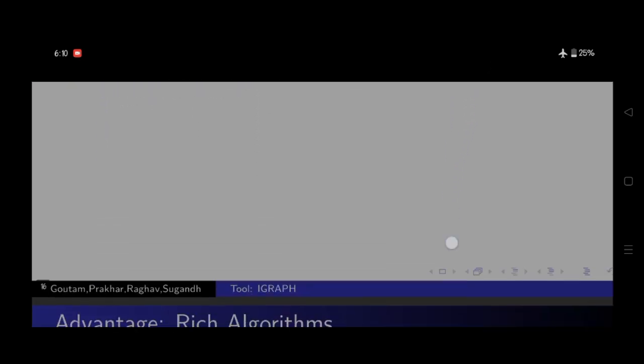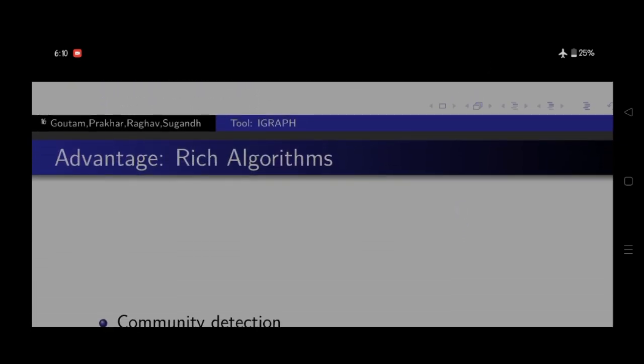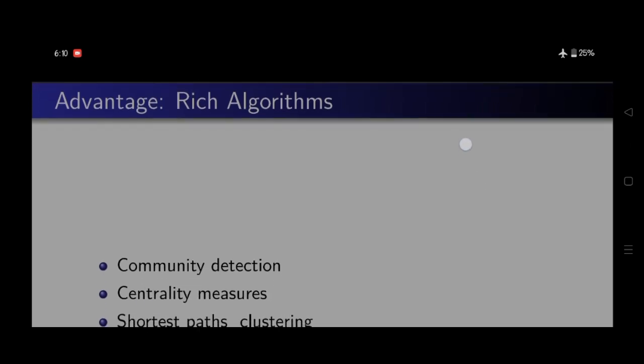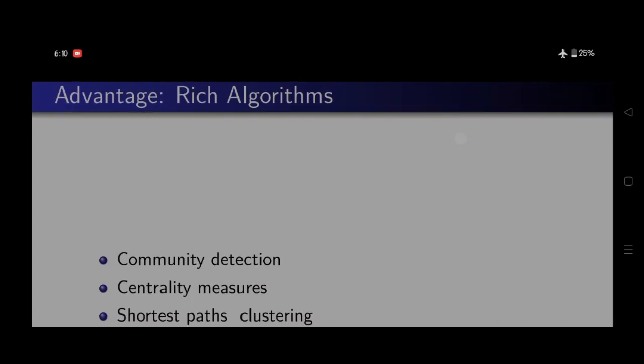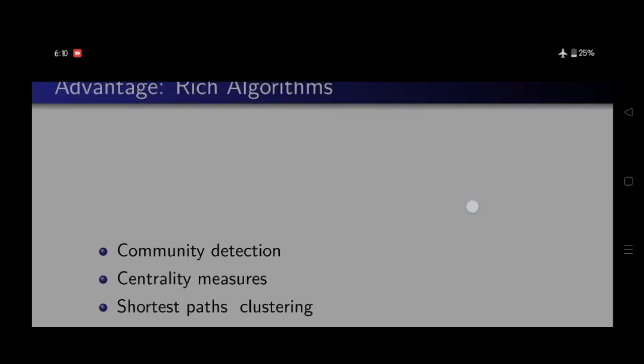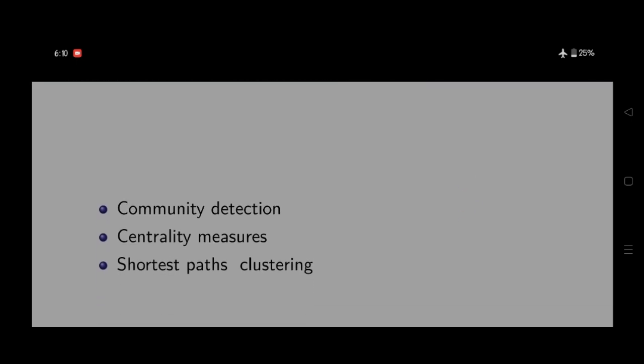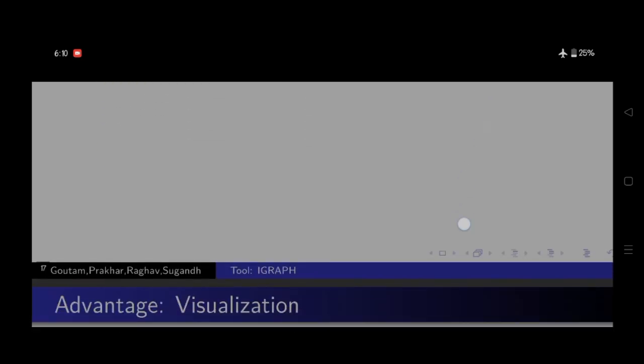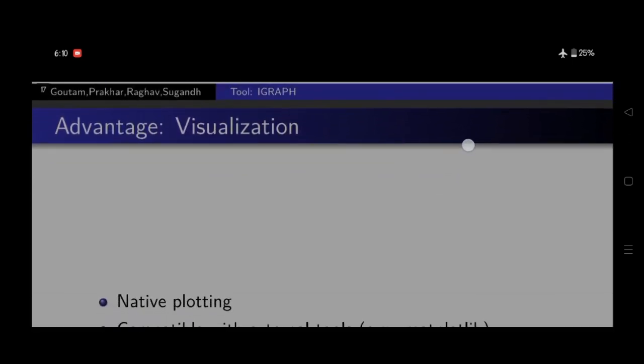And the last advantage, we will talk about algorithms that are already integrated in iGraph. These algorithms are mainly used for detecting communities, taking centrality measures, and finding shortest paths and clustering. So it helps us uncover meaningful patterns in our data, and there are many algorithms which we will discuss later. Now let's talk about the visualization which is provided by iGraph.